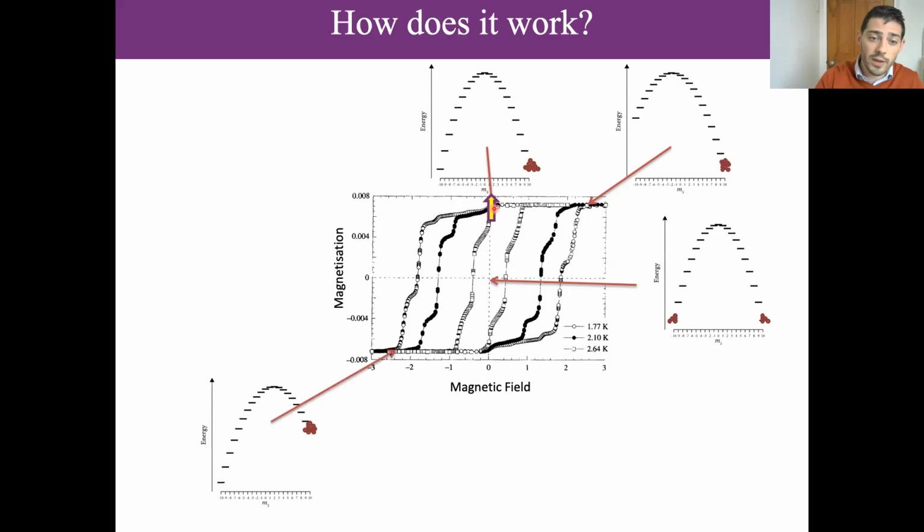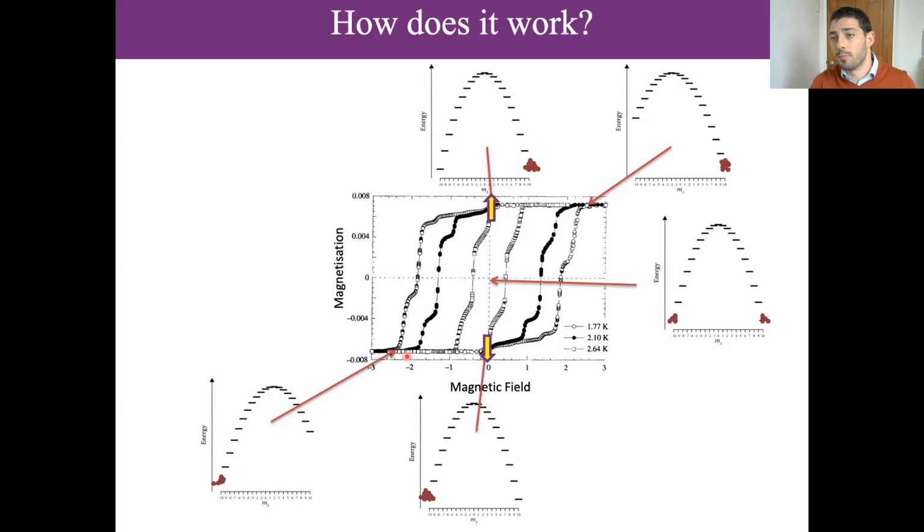And so the same is true when we go to the other side. We polarize with a negative field and we bias the levels the other way. We move all the population to the negative MS side, and we have a negative magnetization. And then we can come back to zero field, and that population is maintained on the other side. And so this is where the property of single molecule magnetism is coming from.